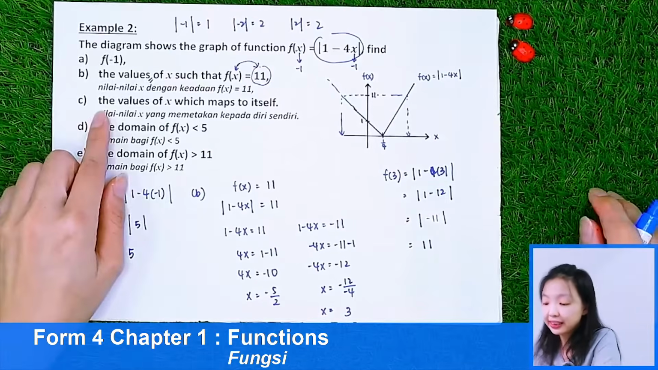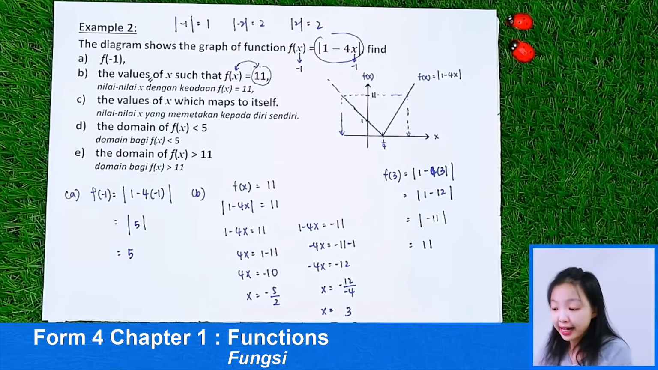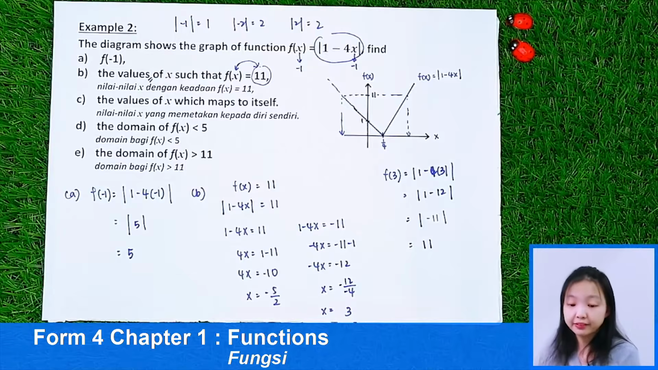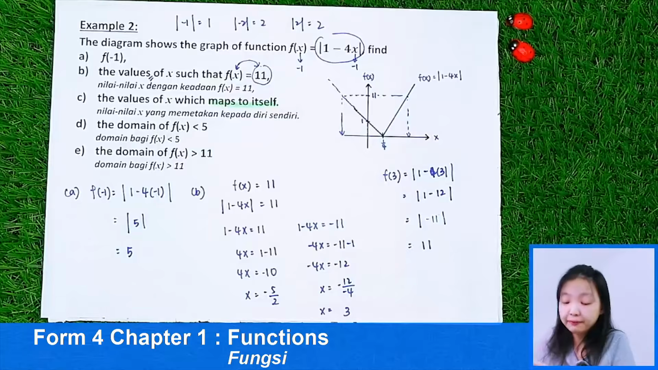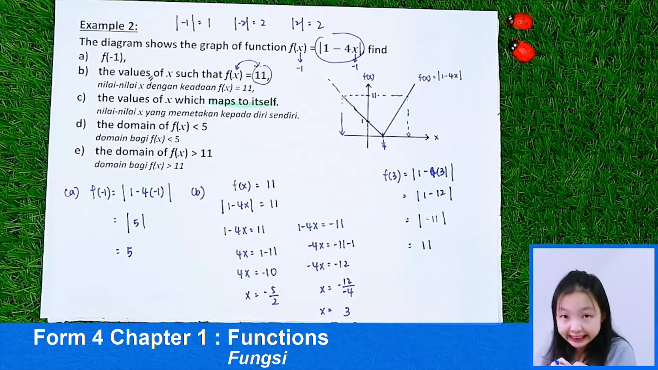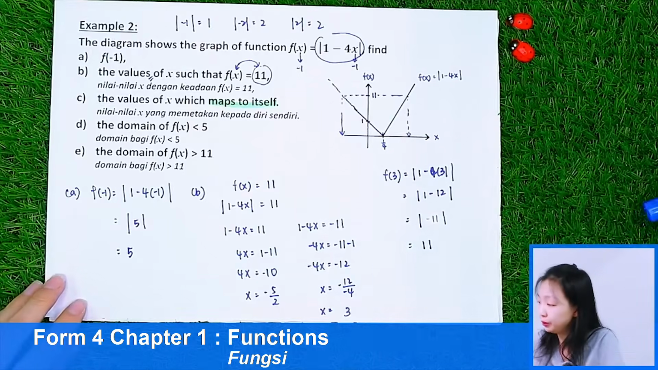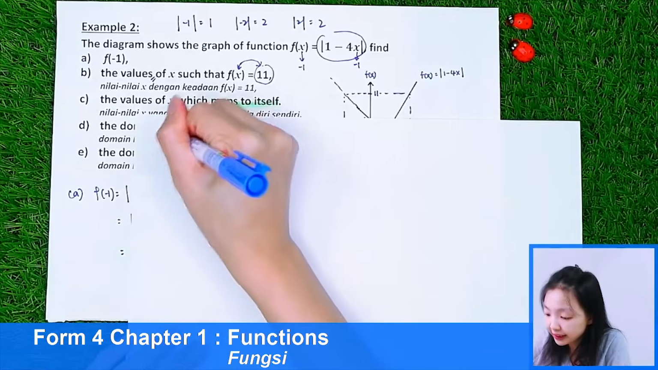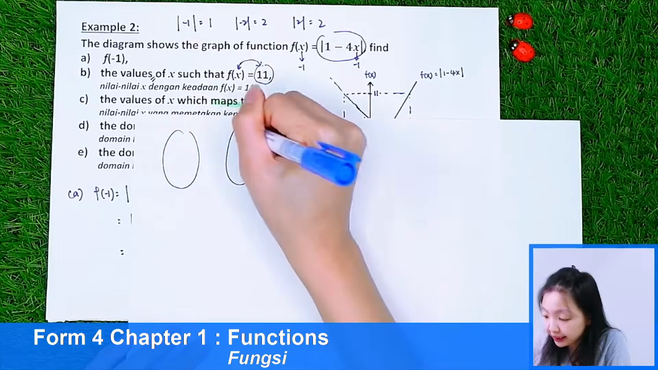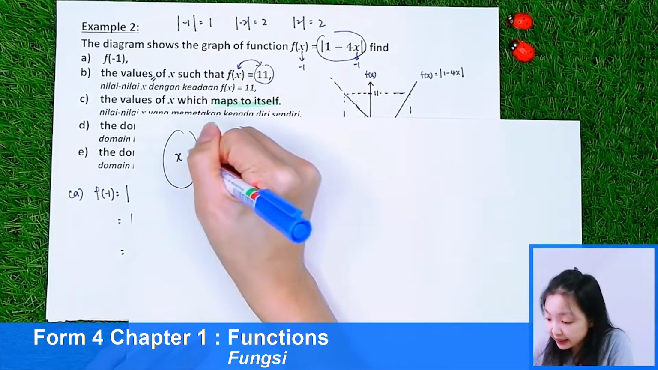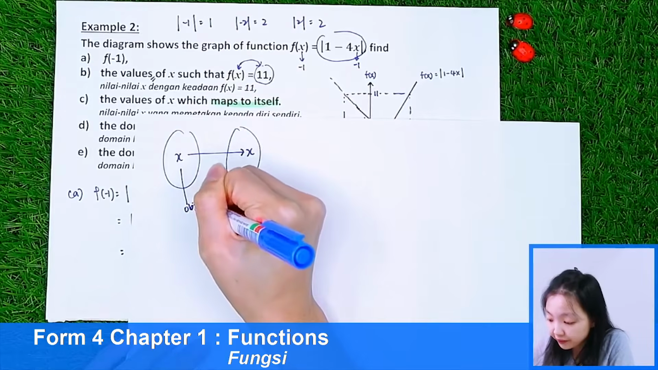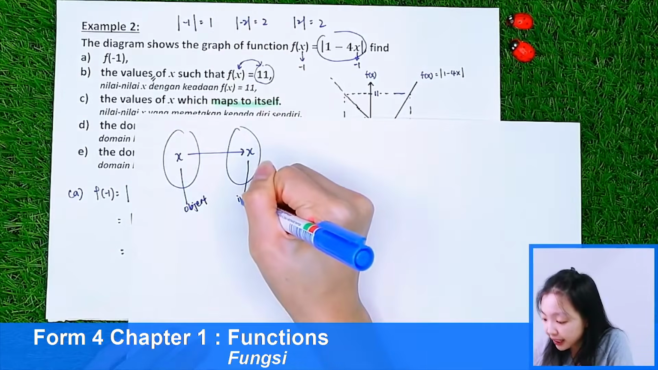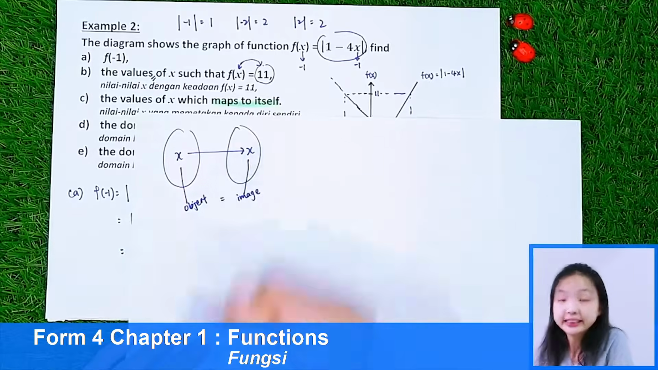Now we go to part C. The value of x which maps to itself. Let us learn what is maps to itself, okay? Maps to itself means the object and image are the same. Okay, let me show you. If we draw it in an arrow diagram, the x becomes x. The object and the image are the same.